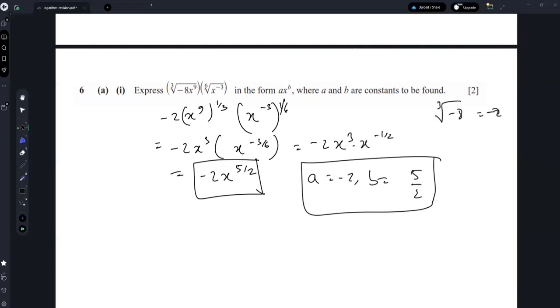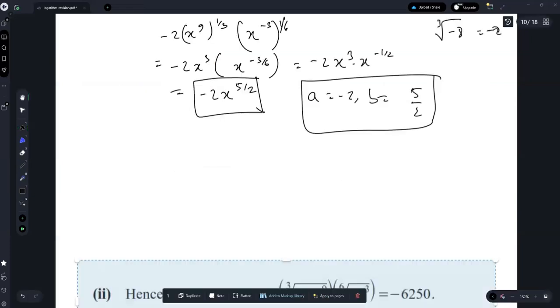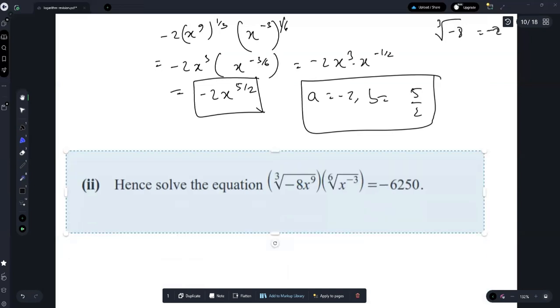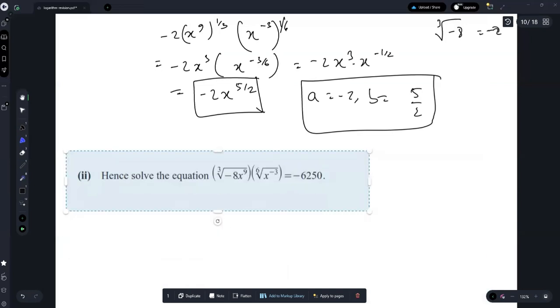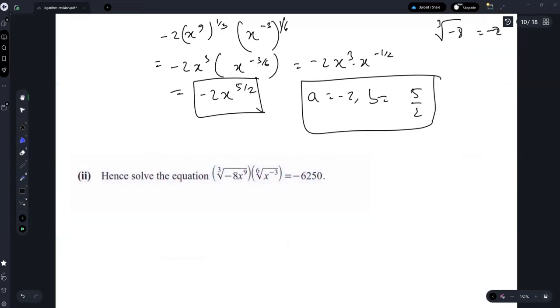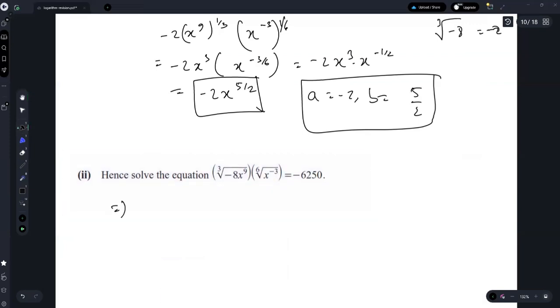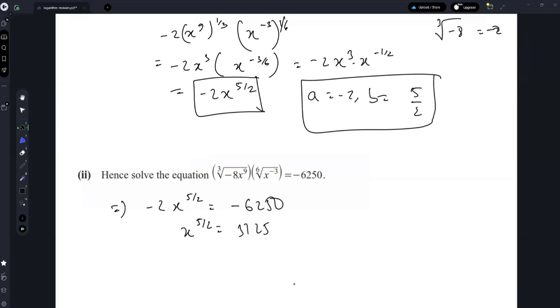Another question. Now from here, I want to solve another question, another thing. If this thing is equal to -6250, then I would like to find out what the value of x is. So it means that this thing is equal to -2 by x to the power 5 by 2 equals -6250. So x to the power 5 by 2 equals 6250 by 2, which is going to be 3125. So therefore, x equals 3125 whole to the power 2 by 5.